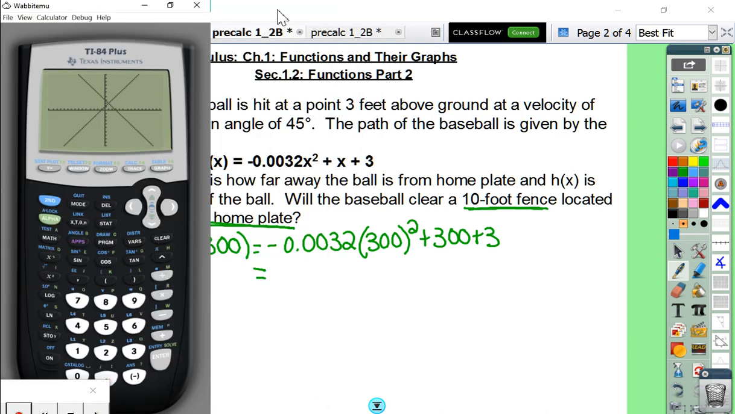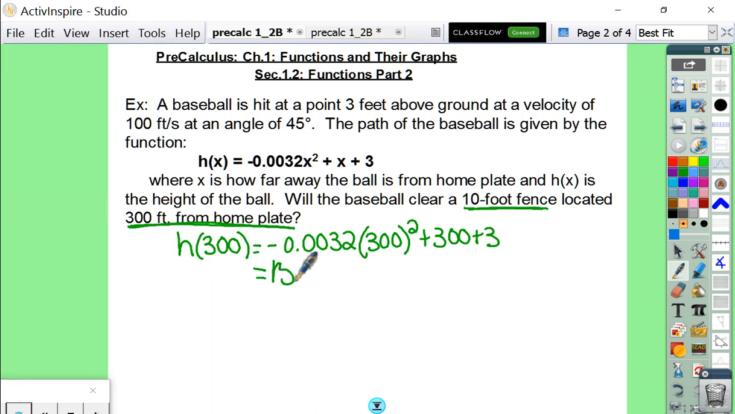Okay. So I'm going to exit out of this graph here. And I'm going to go ahead and do negative 0.0032 parentheses 300 parentheses squared plus 300 plus 3. So I'm just typing it in the way it is. Let's see what we get. Looks like we get 15. And then remember, this is the height of my ball, so 15 feet high.